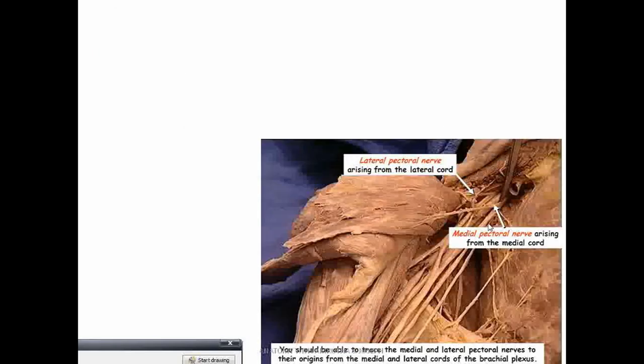So there is a diagram to show the muscles. Pectoralis minor, pectoralis major. The medial pectoral nerve and lateral pectoral nerve can be seen. Nerve supply: the medial and lateral pectoral nerves supply pectoralis minor. Now this plexus that you can see here in this area is called the brachial plexus.